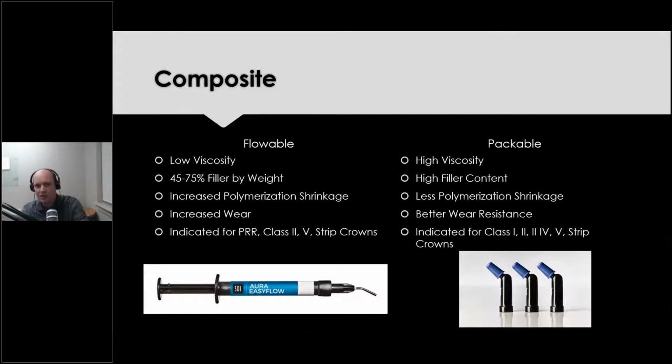If it's really small or a small occlusal, we may use the flowable composite. They have less filler in them, so they're going to wear faster, and they're going to shrink more than the packable composite. They're indicated for preventive resin restoration, which I personally don't do. I'll share some slides with that. Class 2, Class 5, and also strip crowns. The packable composite is a lot higher viscosity, with a lot higher filler. It's not going to shrink as much, and it's going to last a lot longer. And this can be used for pretty much any restorative procedure within the permanent dentition.